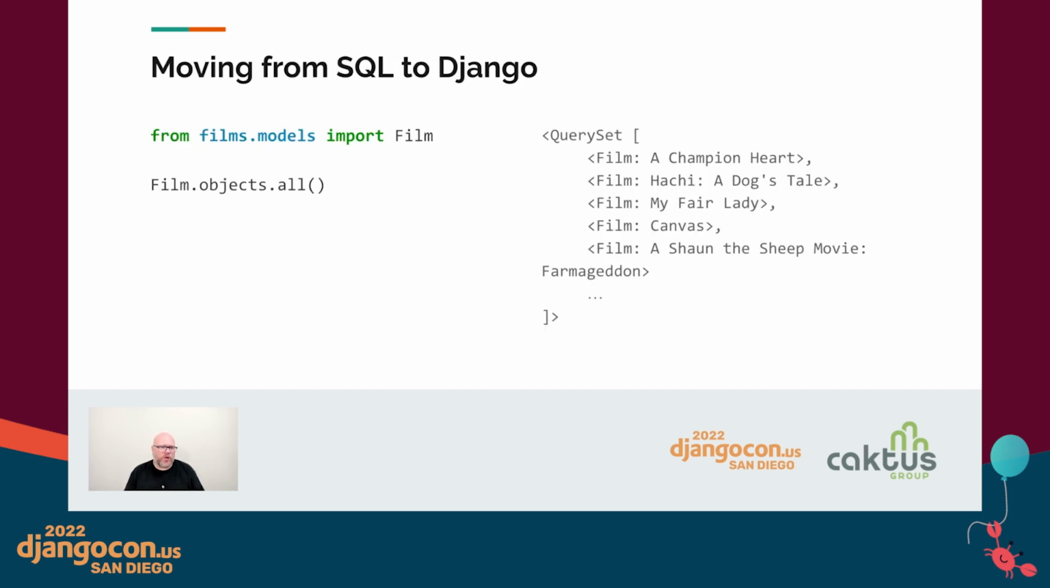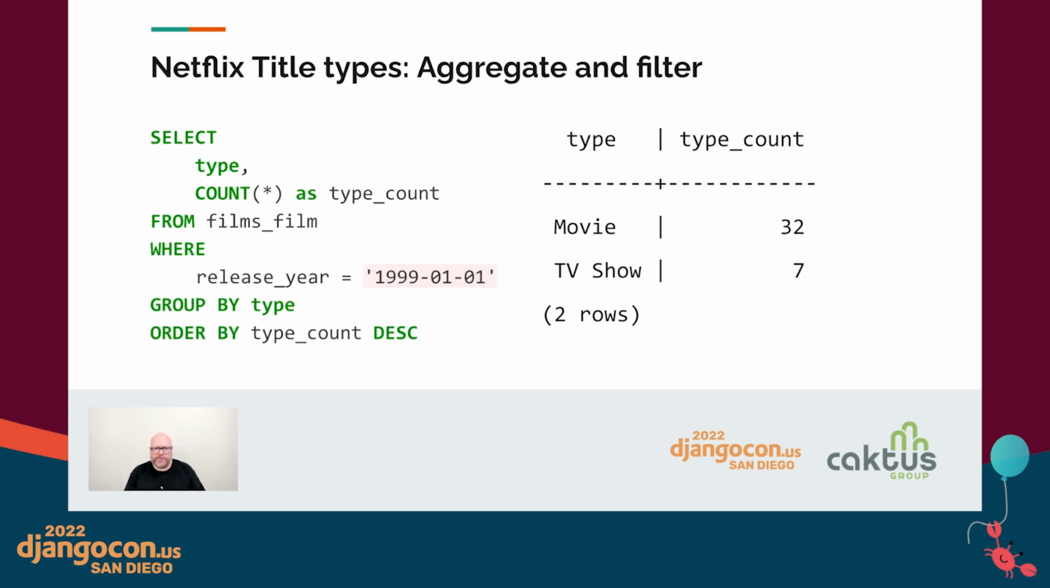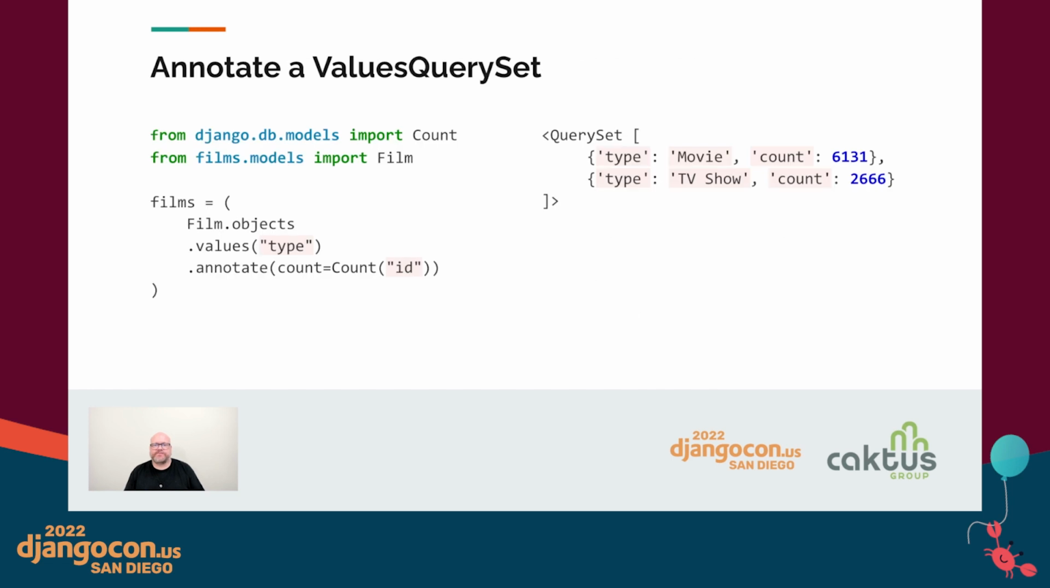We start with an all query set, and we can use the SQL aggregate functions to add counts. Here we count the titles and group the results by the type column. Here we have 6,000 movies and 2,000 TV shows. The counts adjust when we add the where clause. First, you limit the titles to those released in 1999, and then count the results by the column type. The dataset now only has 7 TV shows released in 1999.